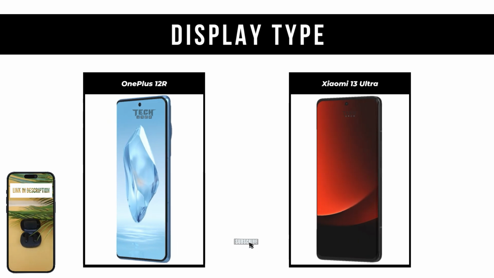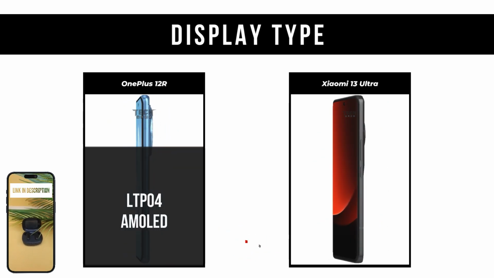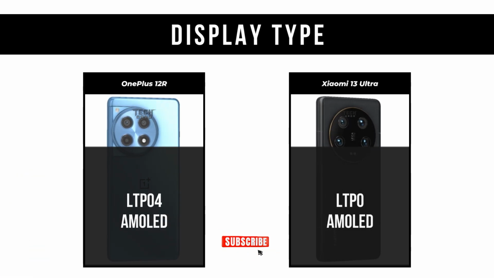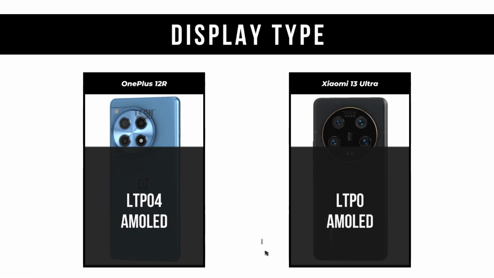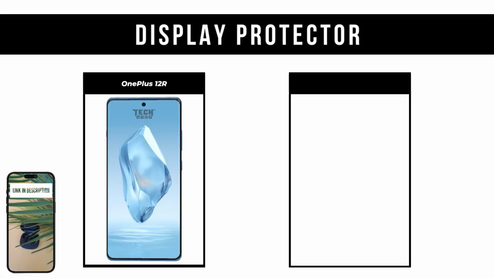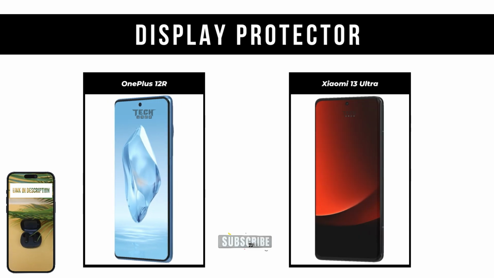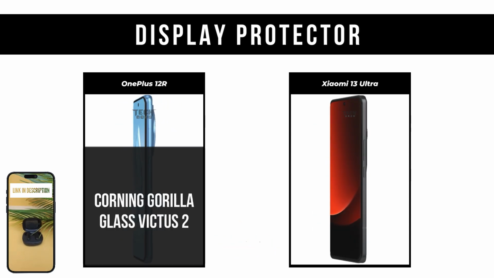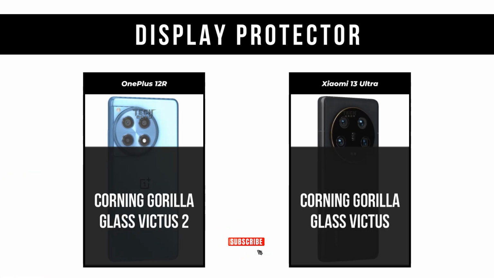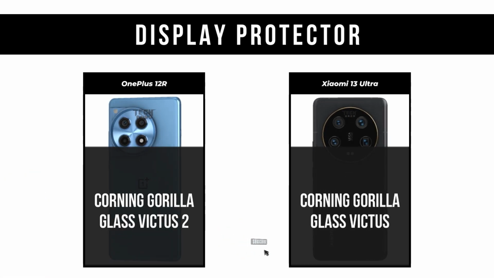Display type. OnePlus 12R is LTPO4 AMOLED. Xiaomi 13 Ultra is LTPO AMOLED. Display protector. OnePlus 12R is Corning Gorilla Glass Victus 2. Xiaomi 13 Ultra is Corning Gorilla Glass Victus.